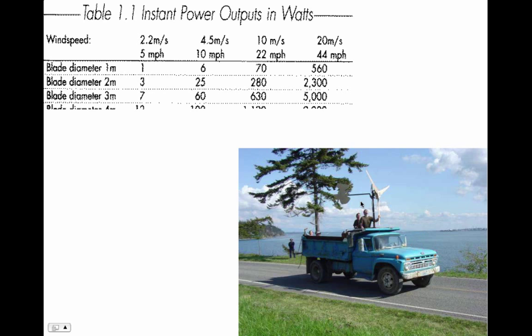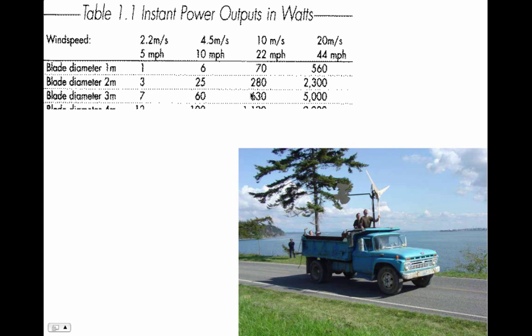This is a little homemade wind turbine on a dump truck, and they're testing it. You can see what the power output was at 5 miles per hour in the truck, at 10 miles per hour, at 22 miles per hour, and at 40 miles per hour. So with a blade diameter of 3 meters, or about 10 feet, at 5 miles per hour it puts out 7, at 10 miles per hour it puts out 60.